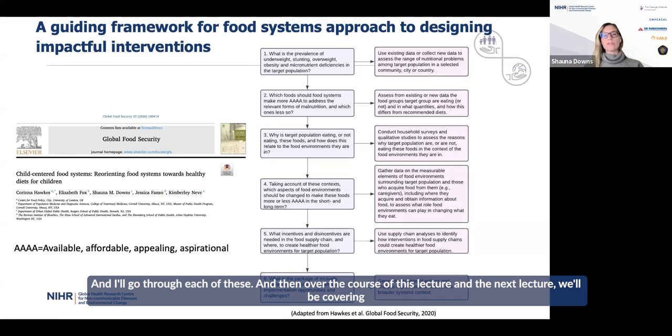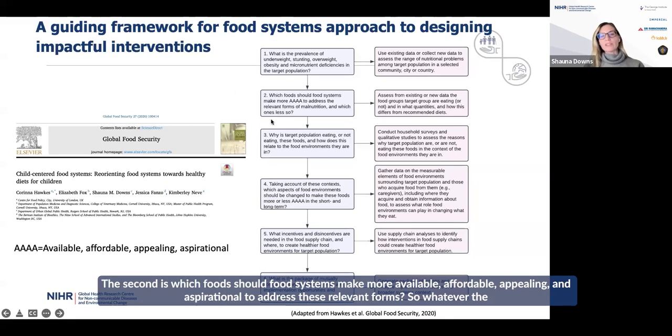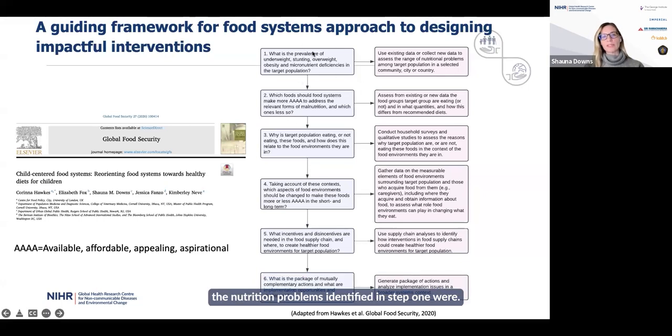Over the course of this lecture and the next lecture, we'll be covering methods and tools to address all of these different steps. The first is, what is the prevalence of underweight, stunting, overweight, obesity, and micronutrient deficiencies in the target population? The second is, which foods should food systems make more available, affordable, appealing, and aspirational to address these relevant forms?